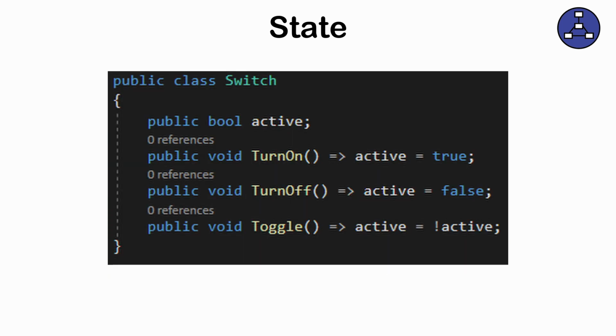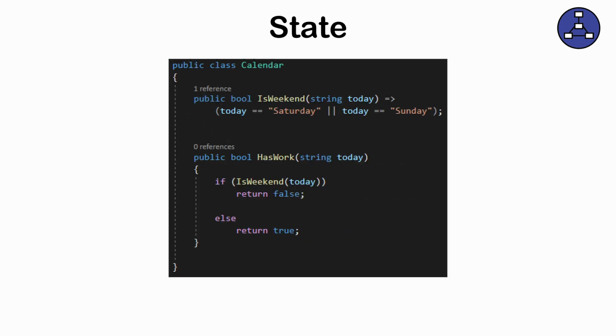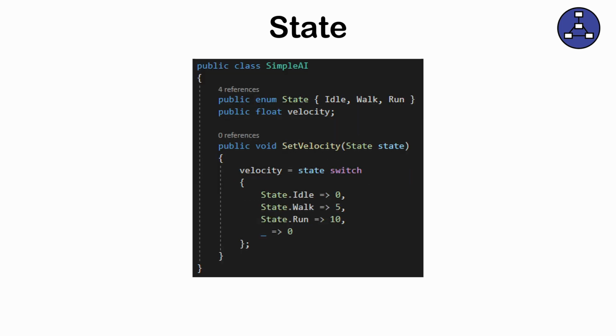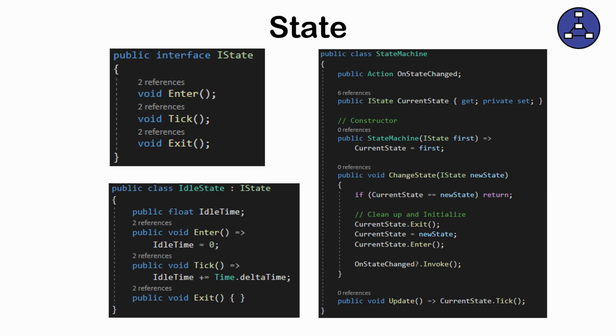The simplest form of this pattern is a Boolean flag, wherein an entity switches between two states based on some condition. More complex versions include if-else blocks, ternary chains, enums, switch statements, and finite state machines.